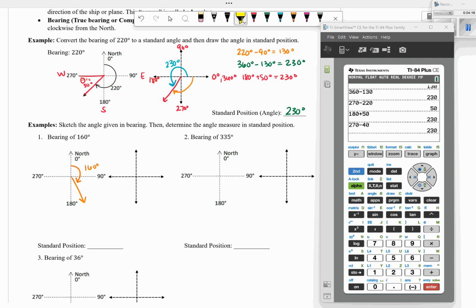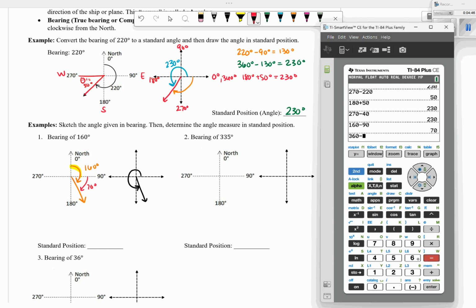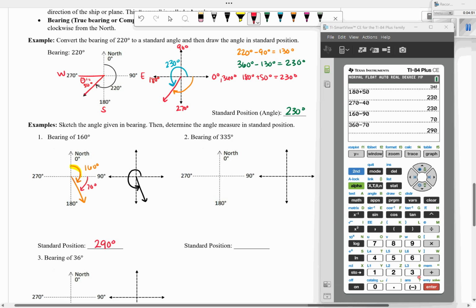So again, the difference between this and drawing our angle in standard position is that extra 90 degrees that we have. So we could think about taking this 90 degrees off. So 160 minus 90 tells me that this measurement from here to here is 70 degrees, or if you wanted to think about it like a negative angle, it'd be negative 70 degrees. So if we took 360 minus that 70 degrees, notice we get 290 degrees, which would be all the way around.